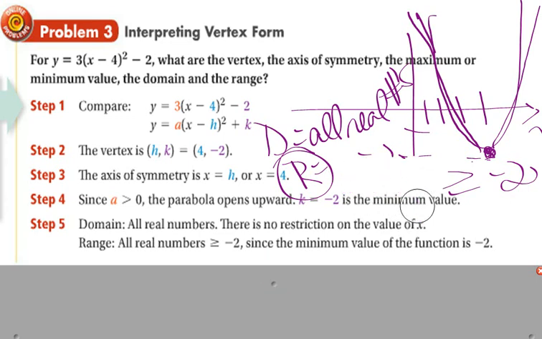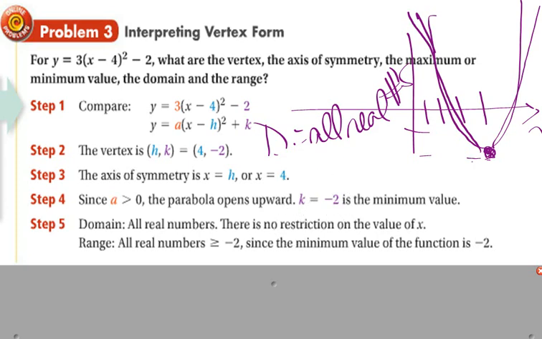Previously, we've been writing the range as y is greater than or equal to negative 2. But for some reason they didn't do that here, probably because they didn't graph it. They really didn't use a graph to do this. They went strictly off the formula. I used the graph to help show you how the formula is working. But that's all I can figure why they didn't do it that way.